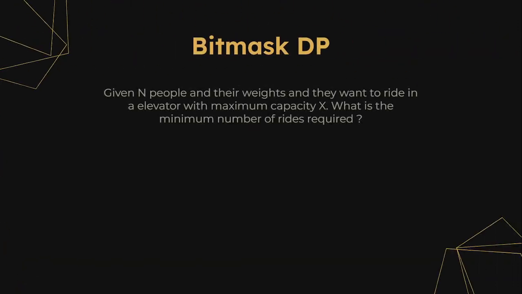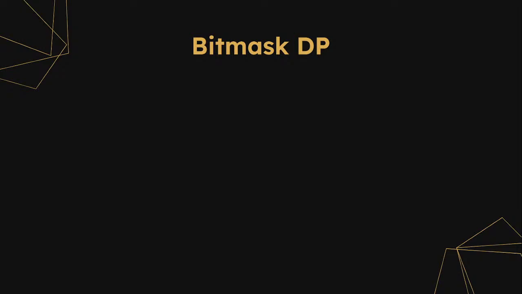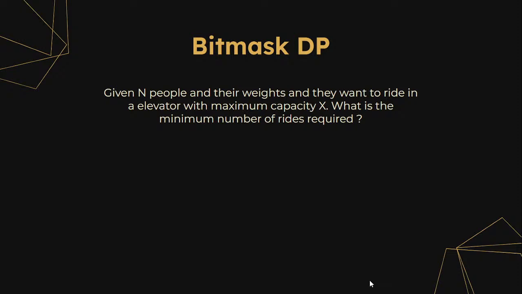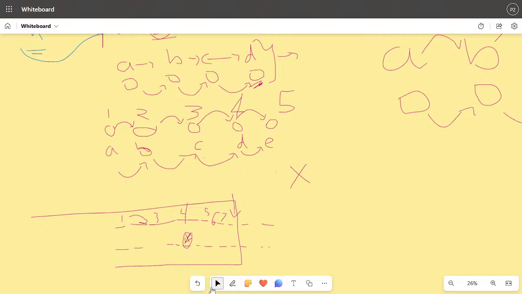Okay, so let's get to Bitmask DP. Bitmask DP is quite fun, as it's quite useful and can be counterintuitive at times. So let's look at it. We have n people and their weights, and they want to ride in an elevator with maximum capacity x. What is the minimum number of rides required? Our constraint on n is 20, and the capacity of the elevator is 10^9, and the weight of each person is in the same range. Okay, so how are we going to do this?